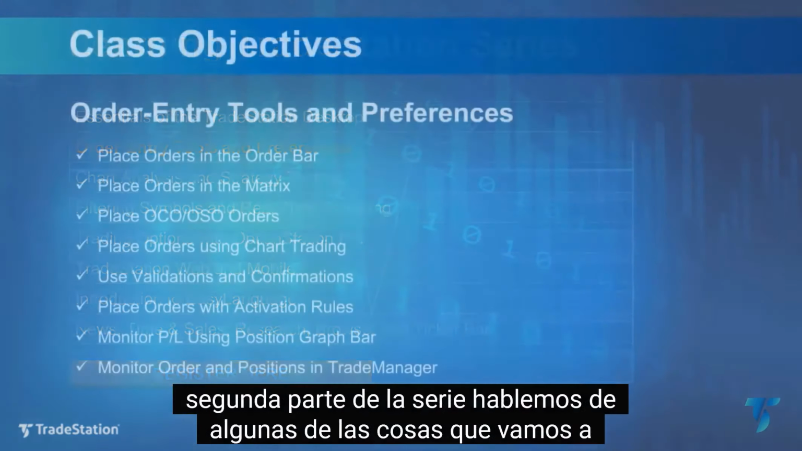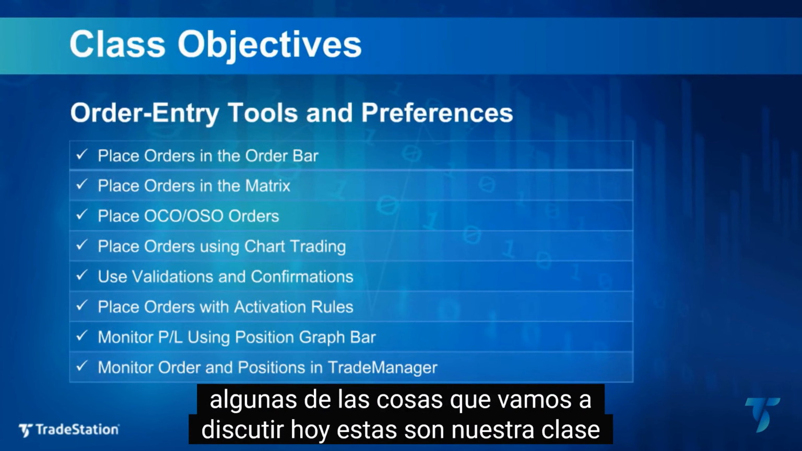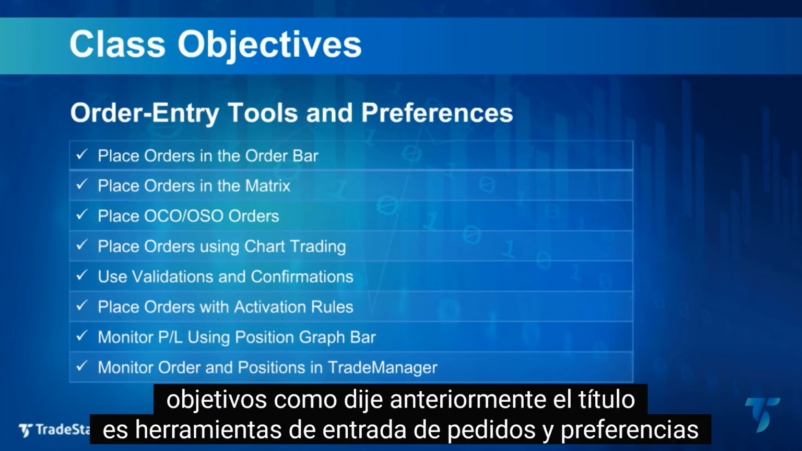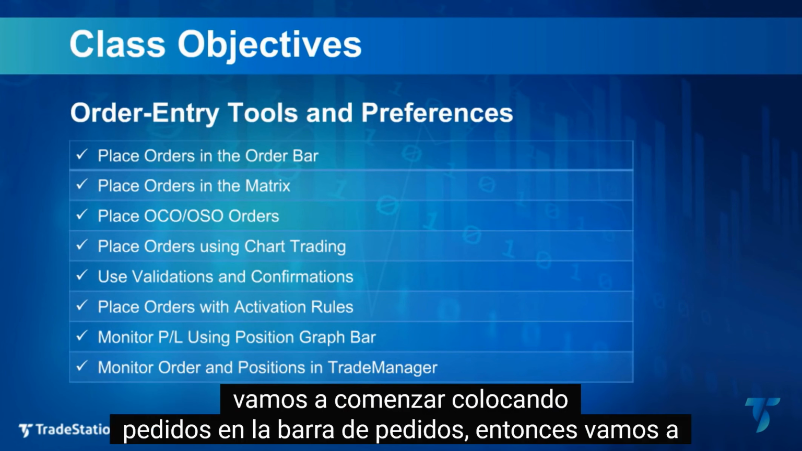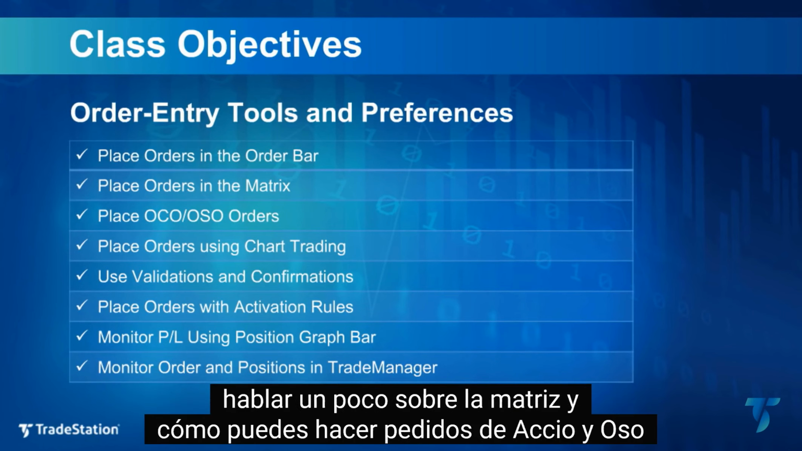Let's talk about some of the things that we are going to discuss today. These are our class objectives. As I said earlier, the title is Order Entry Tools and Preferences. We're going to start off with placing orders in the order bar. Then we're going to talk a little bit about the matrix and how you can place OCO and OSO orders.